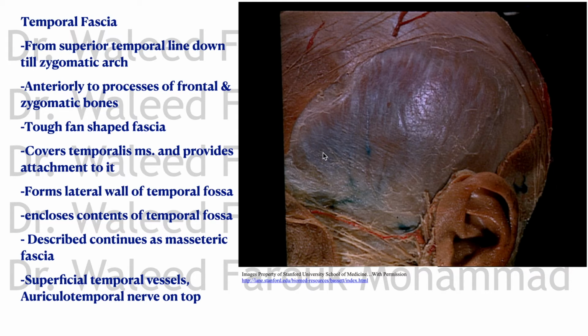Okay, it encloses the contents of the temporal fossa, like the temporalis muscles, with the deep vessels and nerve. But remember, the superficial temporal artery, the superficial temporal vein, and the auriculotemporal nerve are on top of the fascia. They are not enclosed in the fascia. So the superficial temporal artery, the superficial temporal vein, this is the artery, this is the vein, and auriculotemporal nerve are on top of the fascia, means superficial to fascia, not deep to fascia.